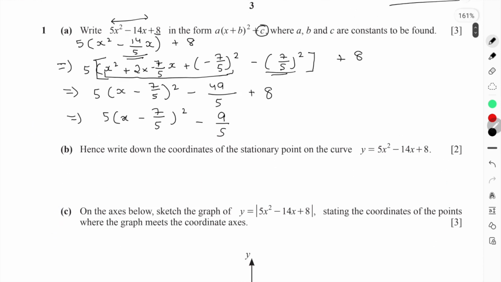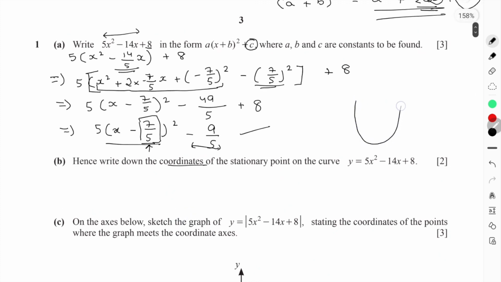And hence we have to write down the stationary points, like the coordinates of the stationary points. You know that this is in the vertex form, right? And so this part is the x coordinate and this is the y coordinate. Because when you substitute x equals this value, that means this becomes 0 and this is the minimum point. So we know that the graph will look something like this, right? Because a is a positive value, meaning it's an upward opening parabola, meaning this is a minimum point.